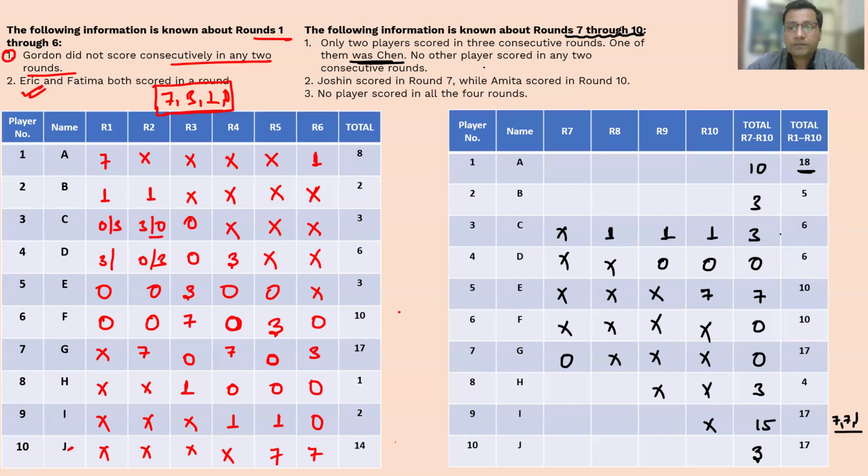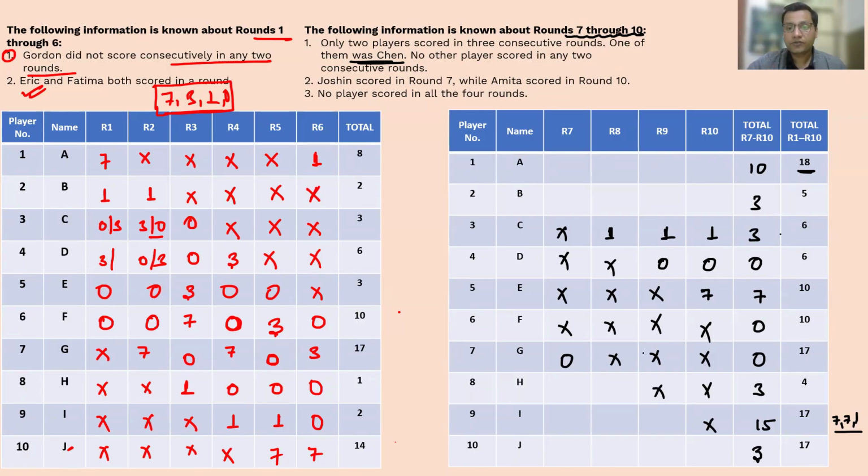Now, no other player scored in any 2 consecutive rounds. Okay, sorry, only 2 players scored in 3 consecutive rounds, one of them is Chen. So one more player is there who has scored in 3 consecutive rounds. Only 2. That means that Chen has scored in 3 consecutive rounds and there is only one other player, and that player has to be I.